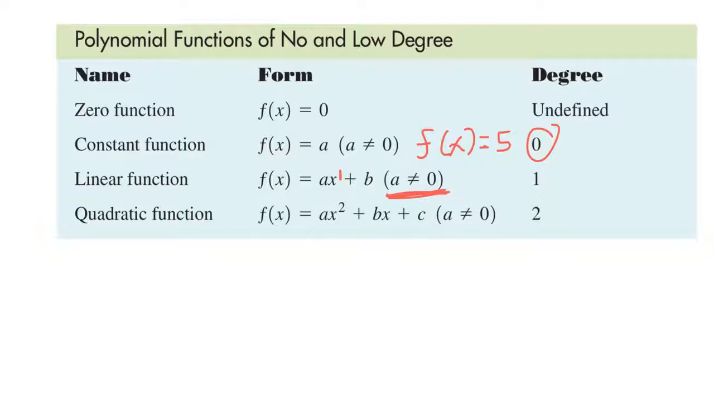Quadratic function is going to be ax squared plus bx plus c, and again a is not equal to 0. We don't want to get rid of our term that has the exponent of 2 because a quadratic function must be a degree of 2. I can get rid of the bx term, I could get rid of the c term, and I would still have a quadratic function. But without the x squared term, I would not have a quadratic function.